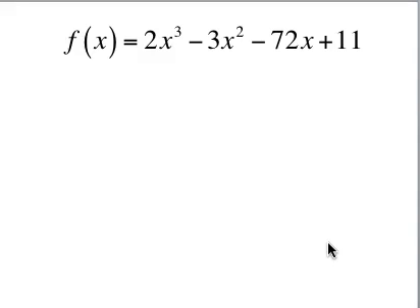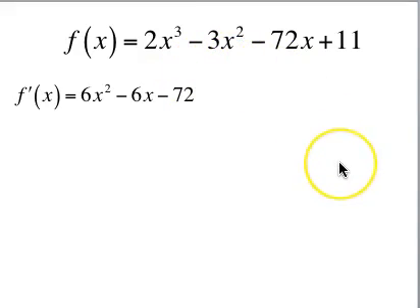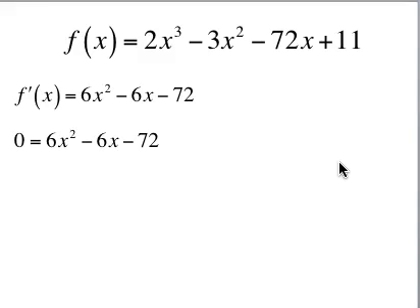Our next example is f of x is 2x cubed minus 3x squared minus 72x plus 11. We're going to use the second derivative test again, but our initial strategy is to find the critical values. Take the first derivative, set it equal to 0, and solve for x. First derivative, 6x squared minus 6x minus 72. Set that equal to 0. You'll notice each of these terms has a multiple of 6. So we can divide that 6 out.